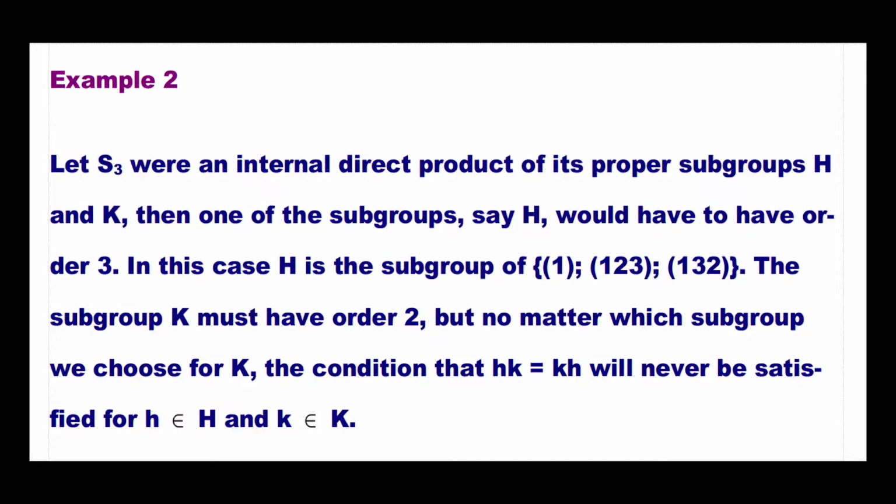An important thing to note is that not every group can be written as the internal direct product of two of its proper subgroups. Example 2, if S3 were an internal direct product of its proper subgroups H and K, then one of the subgroups, say H, would have to have order 3. In this case, H is the subgroup {1, (1 2 3), (1 3 2)}. The subgroup K must have order 2, but no matter which subgroup we choose for K, the condition that hk is equal to kh will never be satisfied for h belongs to H and k belongs to K.